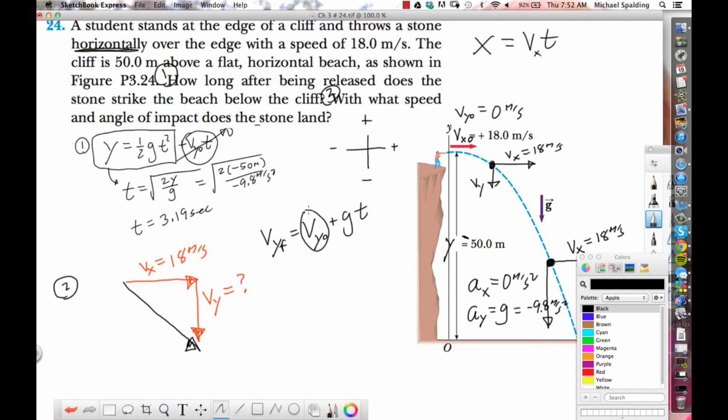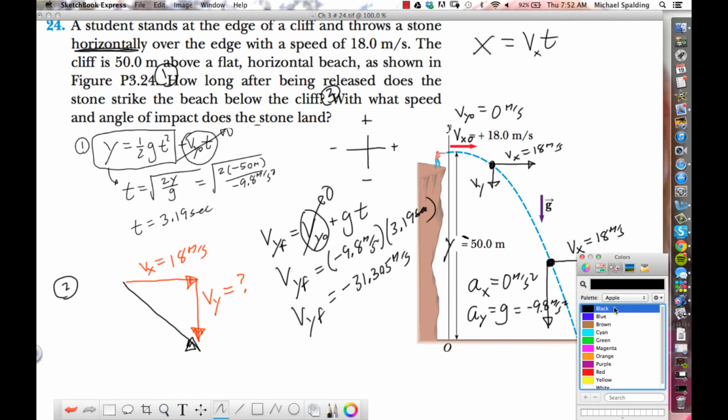All right, what was Vy initial? 0. So Vy final is going to be G times T, so that's negative 9.8, and we now have the time, 3.19 seconds. So Vy final is negative. Should it come out negative? Yeah. Why should this answer come out negative? Because which way does Vy point? Down. So it makes sense that it comes out negative. So it comes out as negative 31.305 meters per second. And now we can solve the problem.